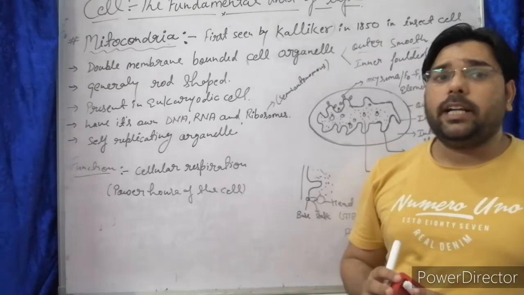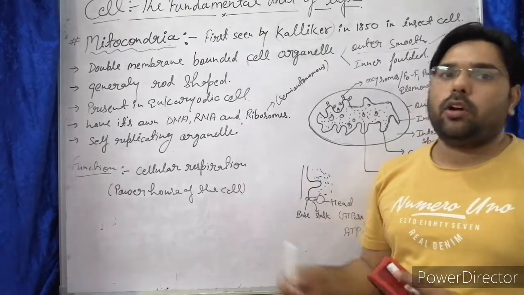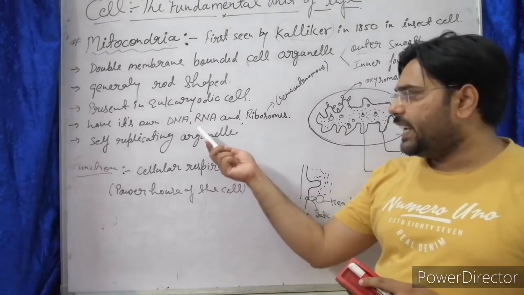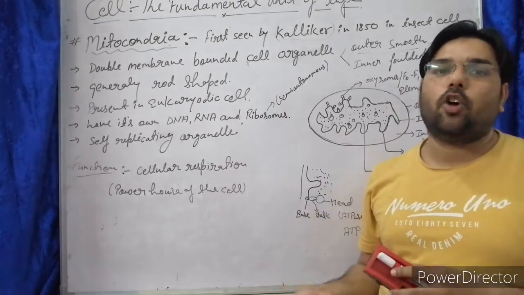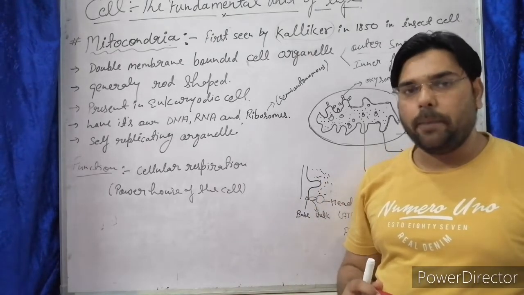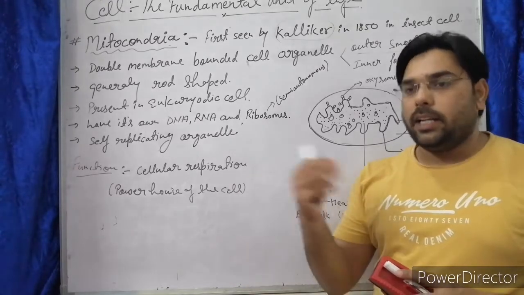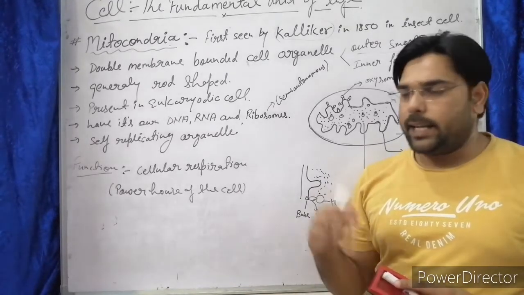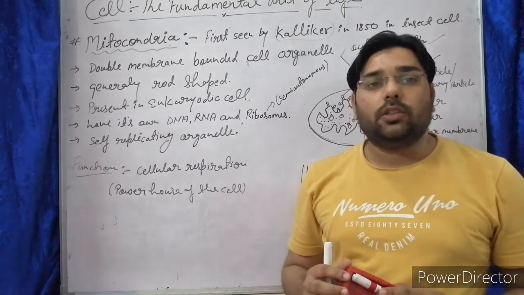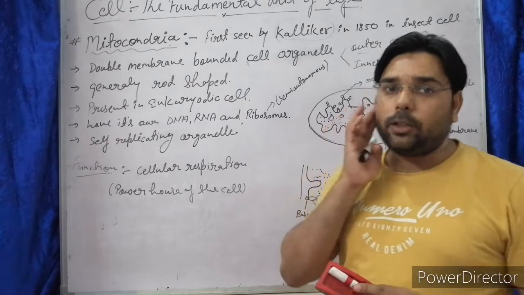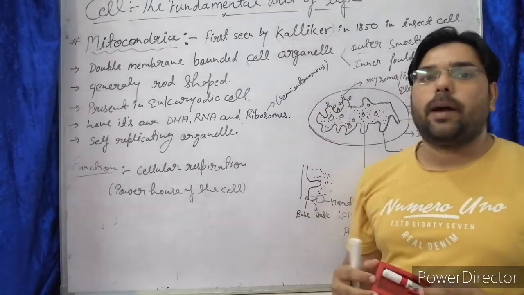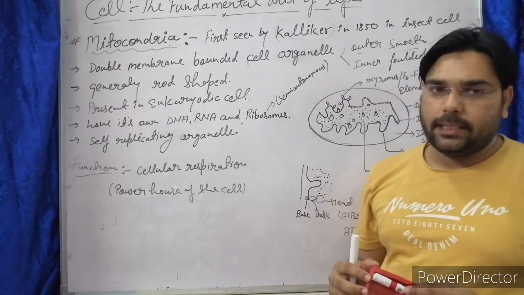Mitochondria have their own DNA, RNA and ribosomes. Due to this, they can self-replicate, meaning by using their own DNA and RNA, they can make copies. They do not require instructions from the nucleus. Other cell organelles require instructions from the nucleus, as we have discussed that the nucleus controls the activities of other cell organelles. But mitochondria is semi-autonomous, meaning most of the activities of mitochondria are controlled by itself only.